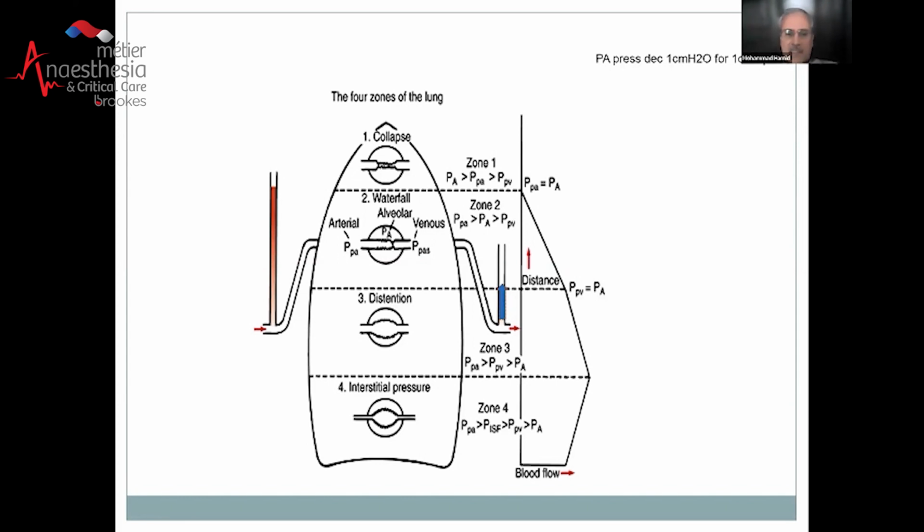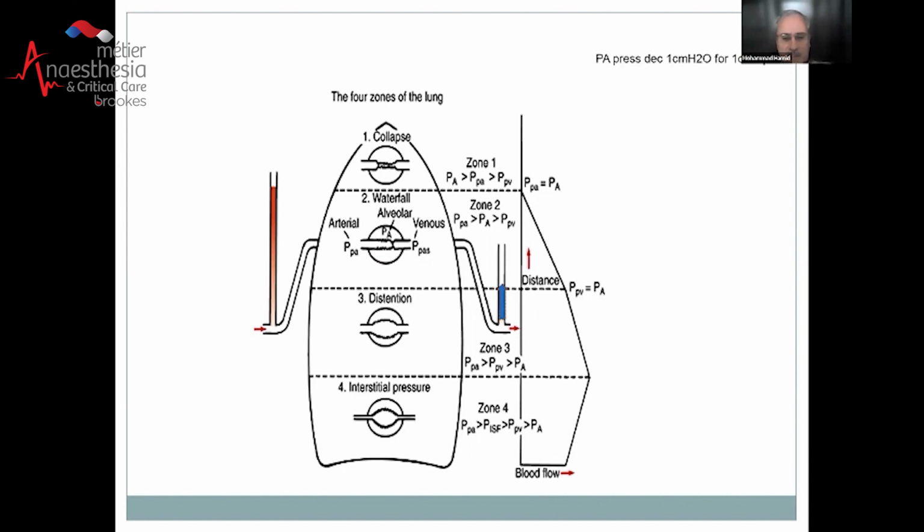Zone 3 is the area which is basically the lung composed of most of this area. Here the arterial pressure is higher than the venous pressure, and venous pressure is much higher than the alveolar pressure. So the capillaries are open all the time, and this is the area basically where you want to wedge your pulmonary catheter as well. So these are basically 3 zones.